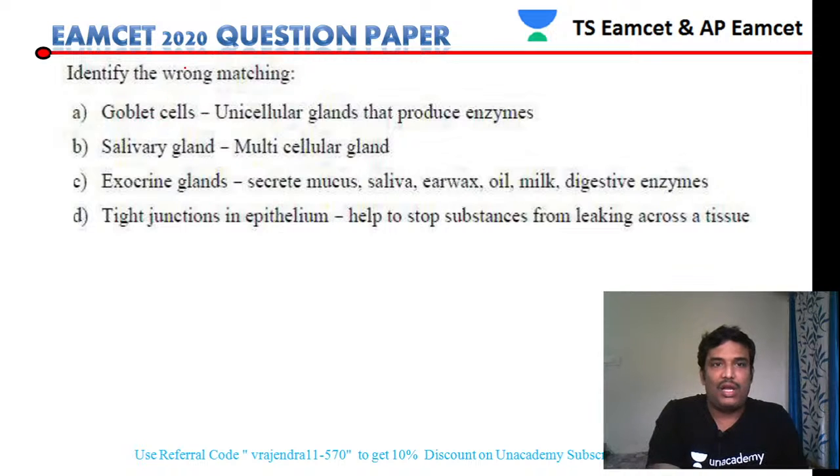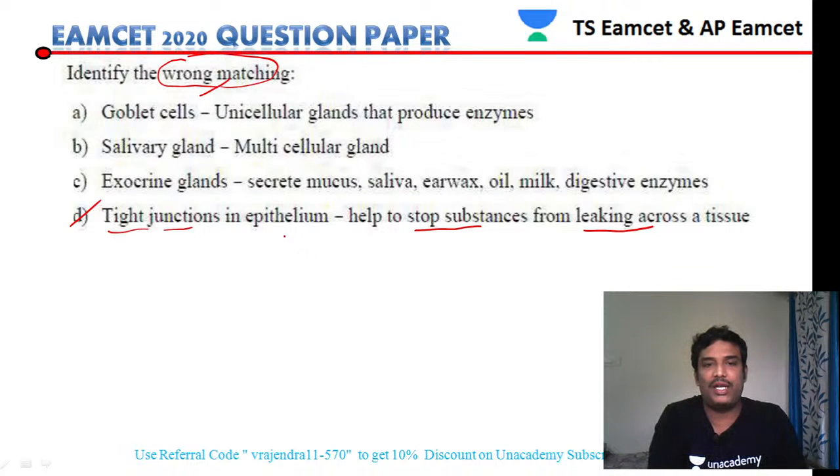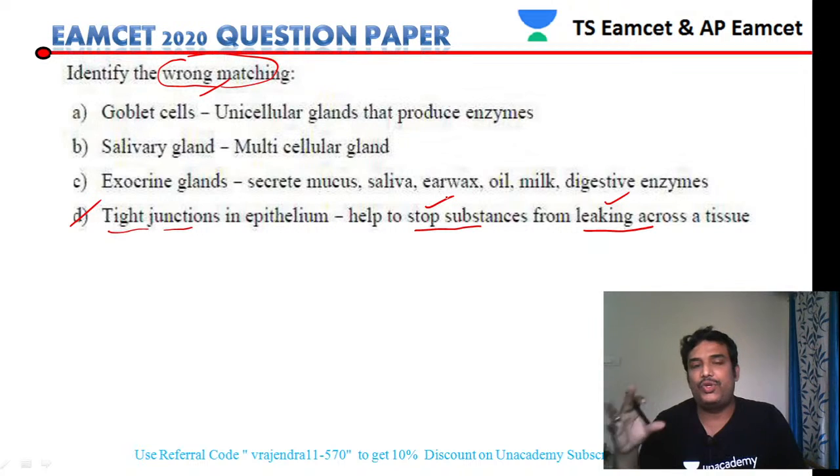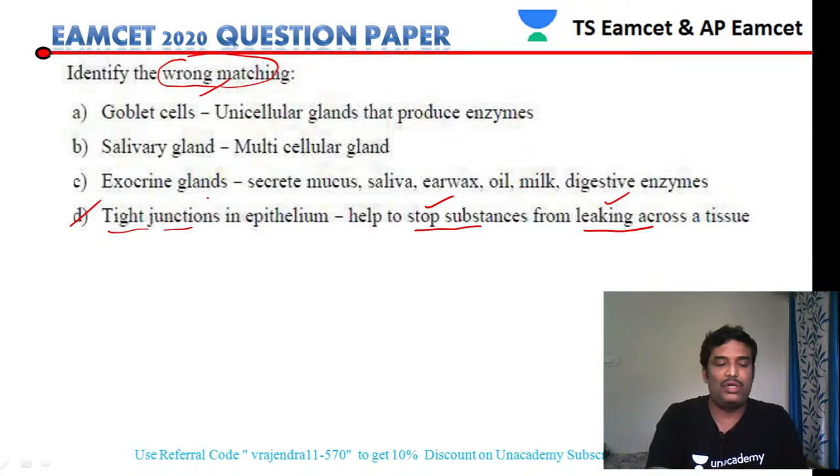Next, identify the wrong matching. Let us see from option D first: tight junction. What is the main function of a tight junction? Tight junctions help to stop substances from leaking across the tissue. No doubt, this is a right statement. So statement D is correct.